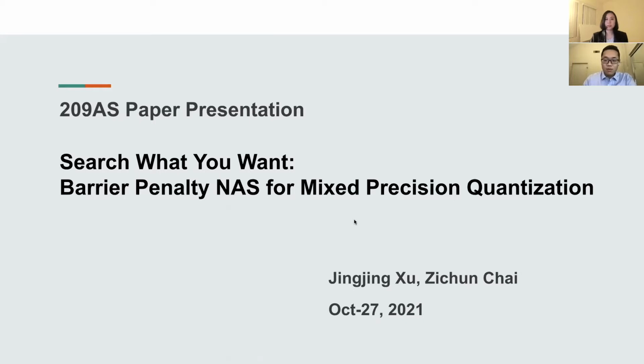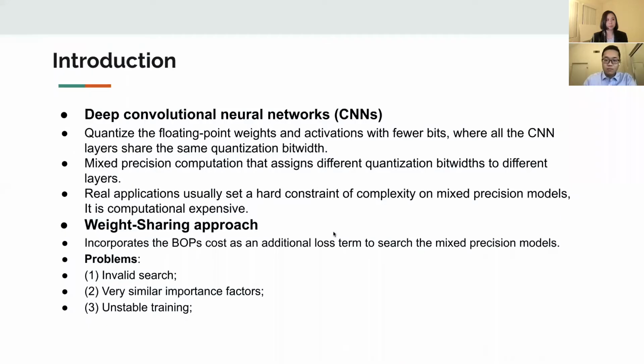Today we are going to present a paper, and the paper's name is Search What You Want, Barrier Penalty NAS for Mixed Precision Quantization. Before we start to talk about some key ideas in this paper, we start from something we are familiar with, CNN. Deep convolutional neural networks have earned remarkable performance in computer vision tasks like image classification, object detection, etc.